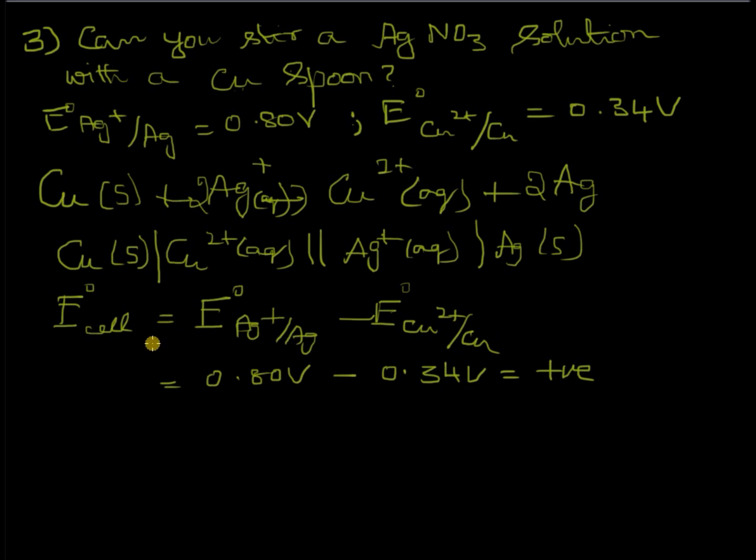Since the E0 cell value is positive, we are sure that an electrochemical cell would be set up between the copper metal and silver nitrate, and this reaction would be spontaneously taking place. That means there will be a reaction and we cannot use it. So the answer here is no.